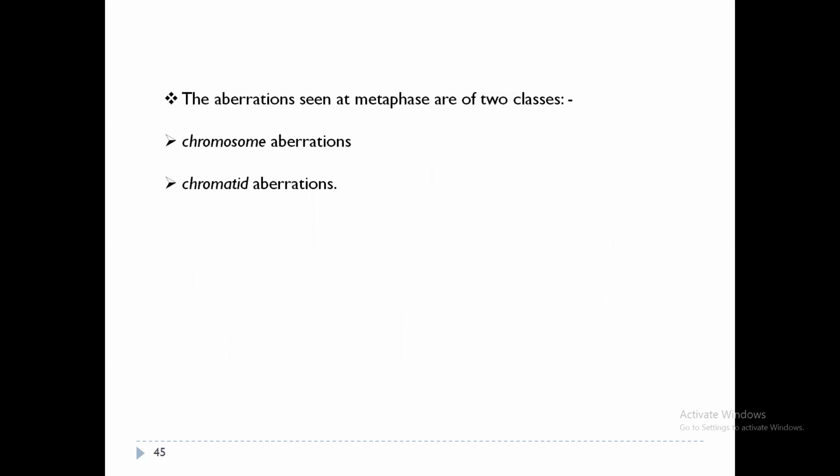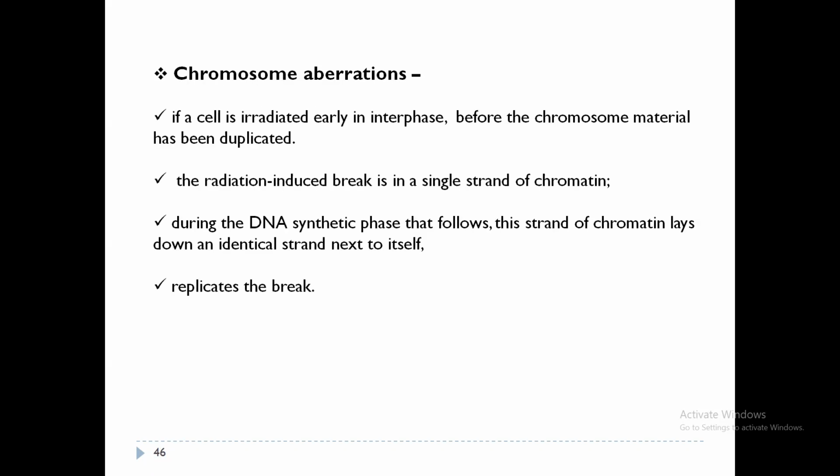The aberrations seen at the metaphase are of two classes. They can be chromosome aberrations or chromatid aberrations. Chromosome aberrations: if a cell is irradiated early in interphase, means before the chromosome material has been duplicated, then chromosome aberrations will occur. The radiation induced break is in a single strand of chromatin, and during the DNA synthetic phase that follows, means the S phase, this strand of chromatin lays down an identical strand next to itself, and finally it replicates the break.